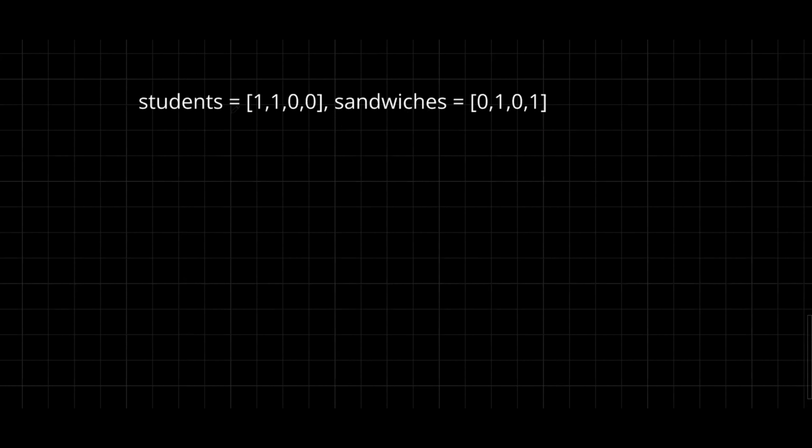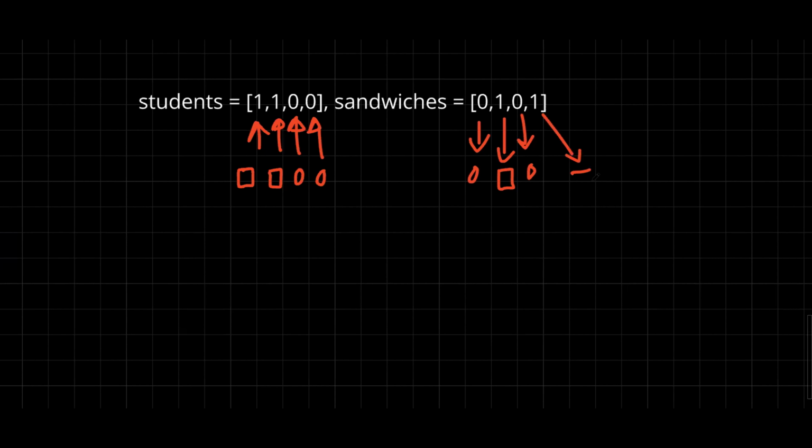This means the first student prefers the square sandwich. The second student prefers the square sandwich. The third student prefers the circular sandwich. The fourth student prefers the circular sandwich. Similarly, for the sandwiches 0101, 0 means circular and 1 means square.